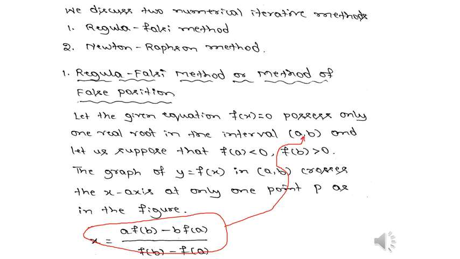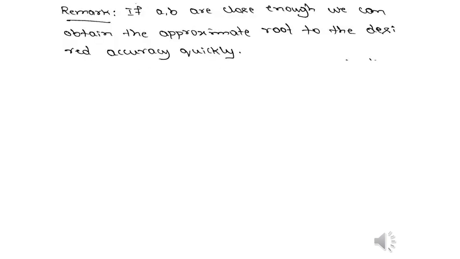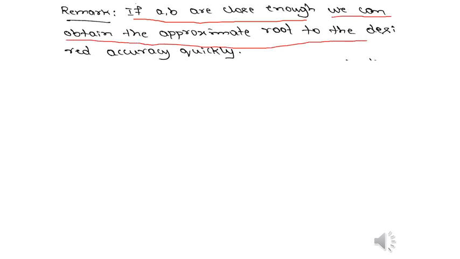So what we understood, first thing is we need to find the interval a comma b where the root lies. Then we apply this formula to find that real root in between a and b. Then we go on improving this root iteratively. Now here we have an important remark. If a comma b are close enough, we can obtain the approximate root to the desired accuracy quickly.